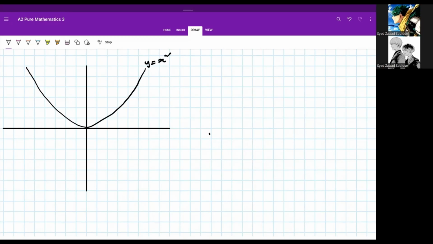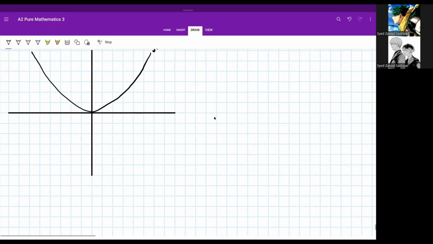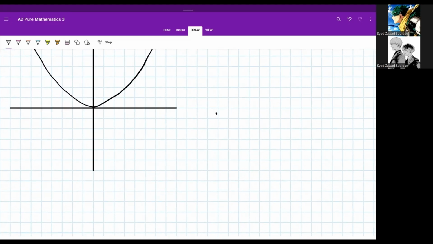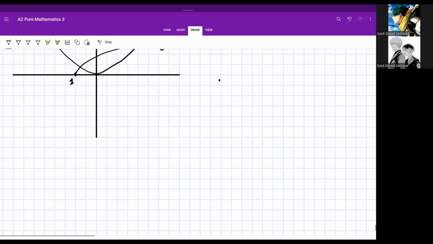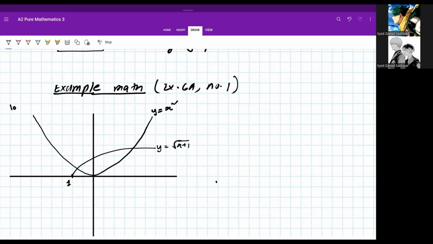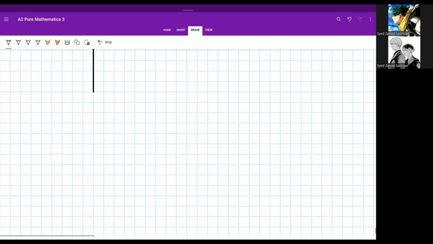So y is equal to x squared, and, sorry, this is a bad line. Let's say this is 1. So y is equal to root of x plus 1. Okay, 1b, this is 1a. 1b, the answer is 2 roots.